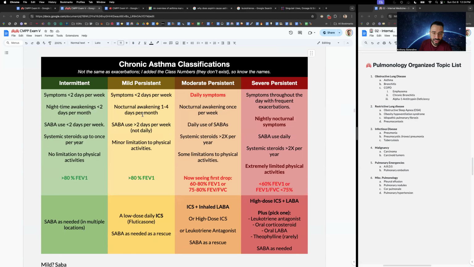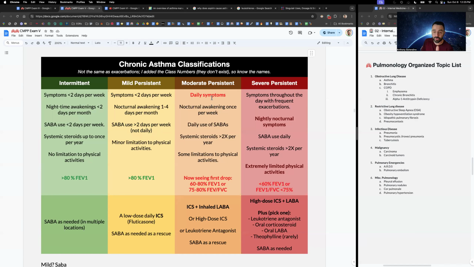And really, if you have to memorize one, look at mild persistent. You're still having symptoms less than 2 days per week, but you're using your SABA, like albuterol, greater than 2 days per week but not daily, and you are waking up between 1 and 4 times.